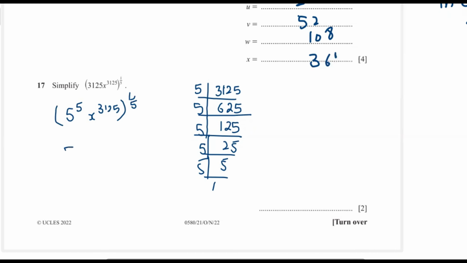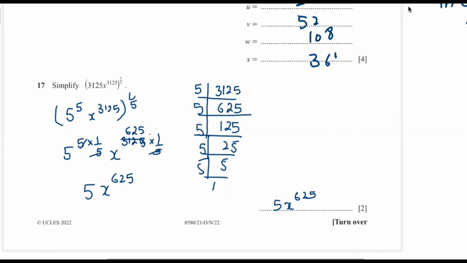Now we simplify it, 5 power 5 into 1 over 5. And same here, 3125 power 1 over 5, 5 multiplied by 1 over 5. The 5 will be cancelled. You see here 5, and that 5 can be divided into 3125. 5 times 625 is 3125, and that value becomes 625. Now the 5 into 625, and this is the answer.